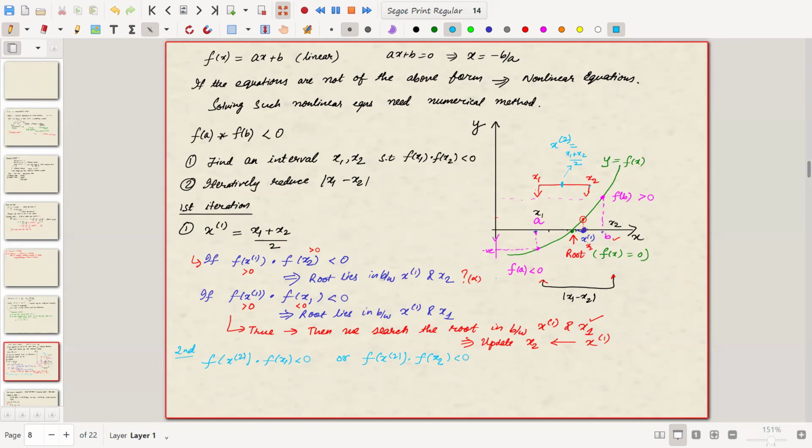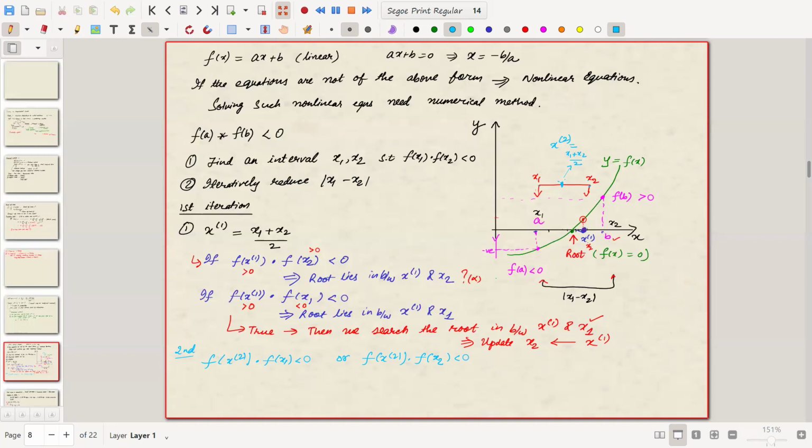Either the multiplication of this point with this point is less than 0, or the multiplication of this point and this point is less than 0. Both cases cannot happen simultaneously, due to your starting condition. Got it? So now, depending on that, either you need to update x1 or you need to update x2. Either way, the interval will reduce compared to the red interval.